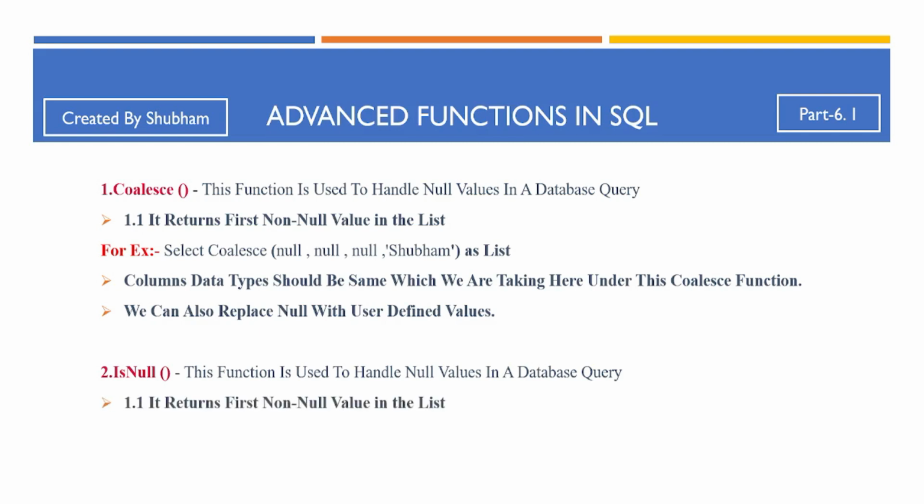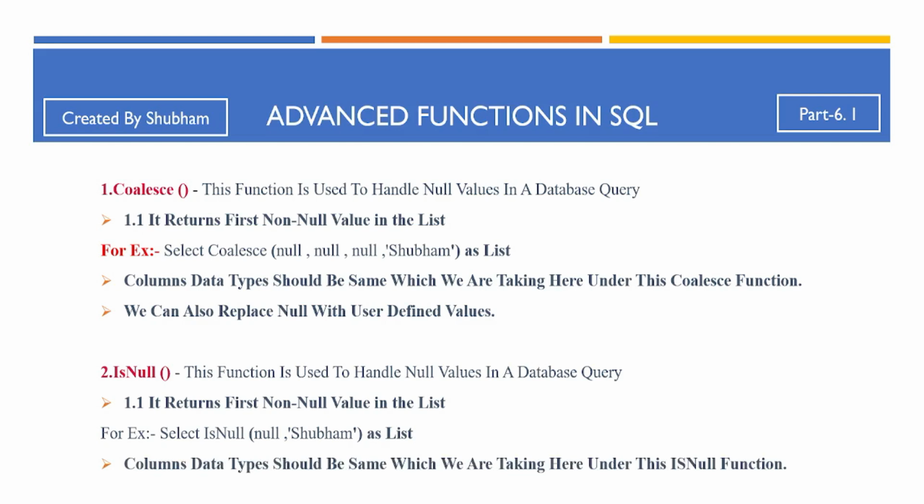The ISNULL function returns the first non-null value in the list, just like the coalesce function. And here we can see the example. Here I have taken the ISNULL function and only the first value is null and the other value is a non-null value, which is Shubham. And one more important point guys, the columns' data types should be the same, which we are taking here under this ISNULL function. So there are a lot of similarities between the coalesce function and ISNULL. So let's try the ISNULL function here in this SSMS screen.